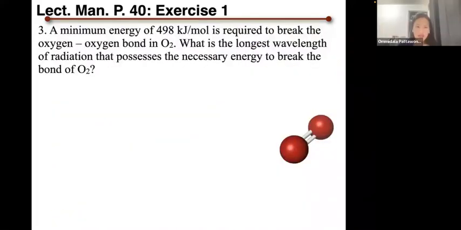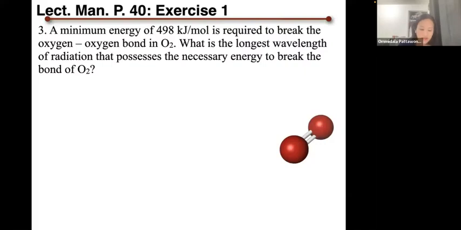Now let's take a look at the next example. A minimum energy of 498 kilojoule per mole is required to break the oxygen-oxygen bond in O2. What is the longest wavelength of radiation that possesses the necessary energy to break the bond of O2? So pretty much this problem asks us, if you want to use radiation to break this bond right here, what would be the wavelength of that? That is equivalent to the energy of 498 kilojoule per mole. Okay, so that's pretty much what it's asking us.